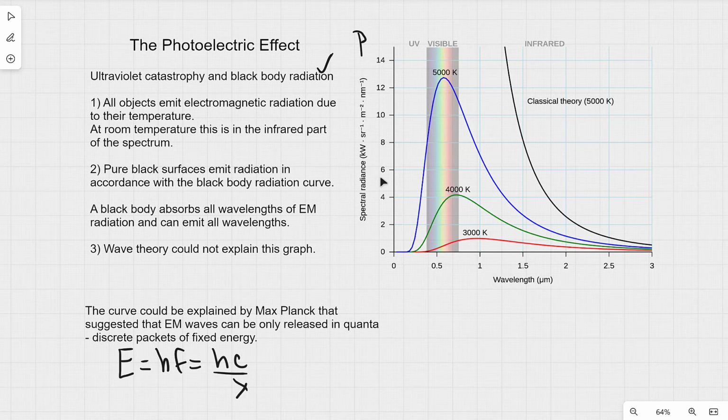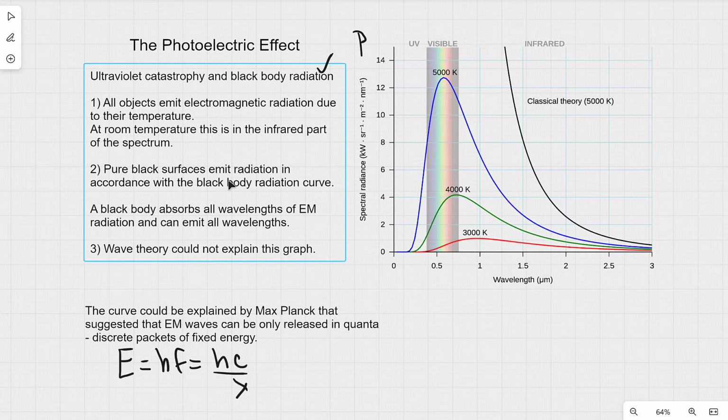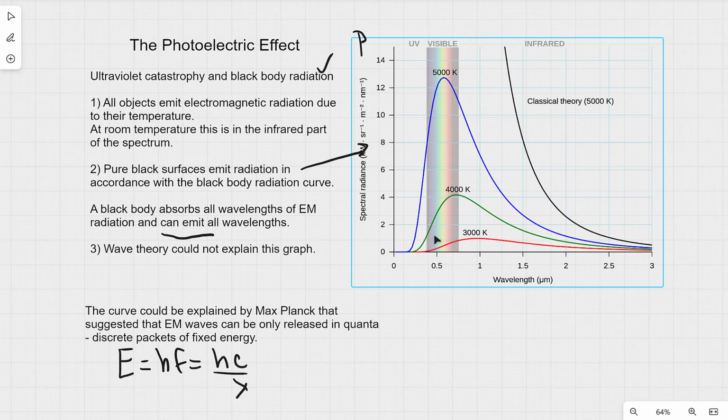Okay. So all objects tend to emit EM radiation, but at room temperature this tends to be in the infrared part. So if the temperature is quite low, the peak wavelength seems to be quite high. Now, pure black bodies emit radiation in accordance with this curve, and this can be a little bit confusing, but a black body absorbs all wavelengths of EM radiation perfectly, but also because of that it can emit all wavelengths perfectly in accordance with this curve.